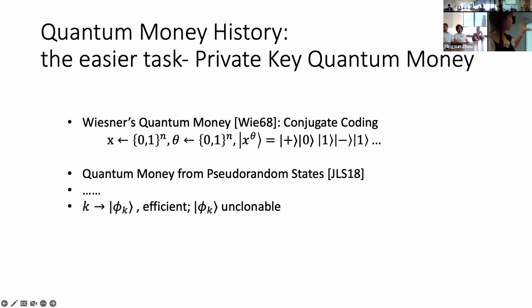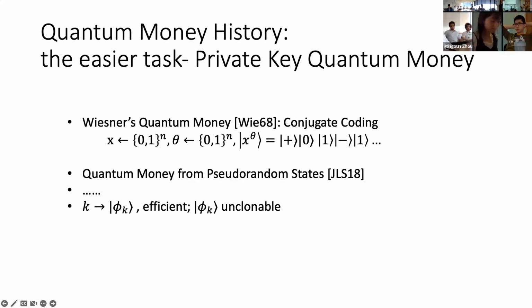And there are some other things built from pseudo-random states. I won't go into detail on that, but basically I would say private key quantum money is easy to achieve. Suppose there is some way to turn a classical succinct random string into a quantum state, and this quantum state is unclonable, then you will probably be able to build a quantum money scheme out of it.